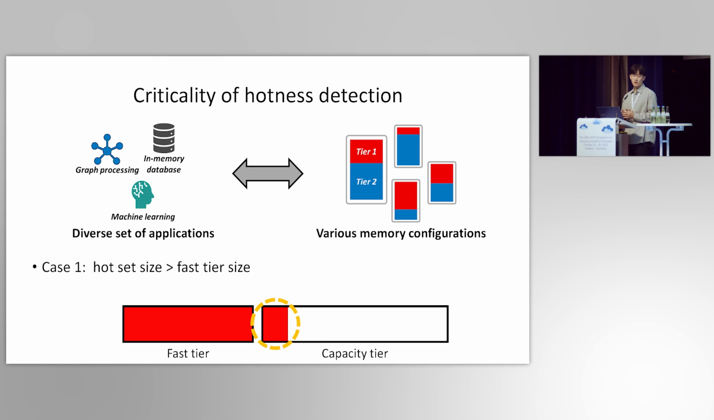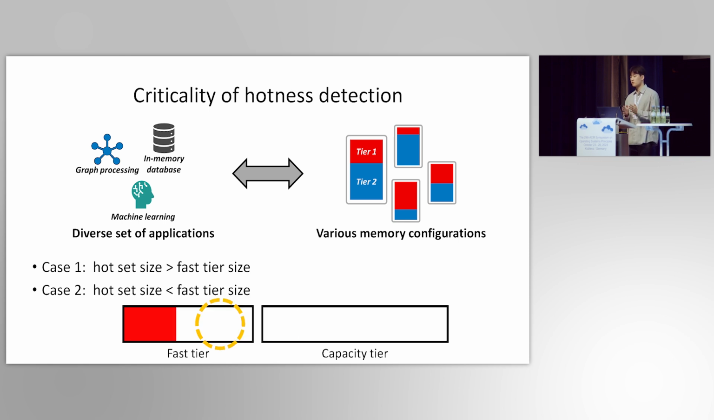There are two typical cases which hamper the effective utilization of the fast-tier memory. The first case happens when the hot set size exceeds the fast-tier size. In this case, some subset of hot pages will be placed in the capacity tier. The problem is that such a subset of hot pages has arbitrary hotness. It means that hot pages accessed very frequently could be placed in the capacity tier, so it is highly likely to degrade the system performance.